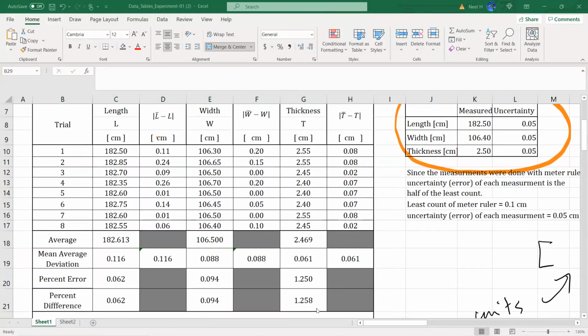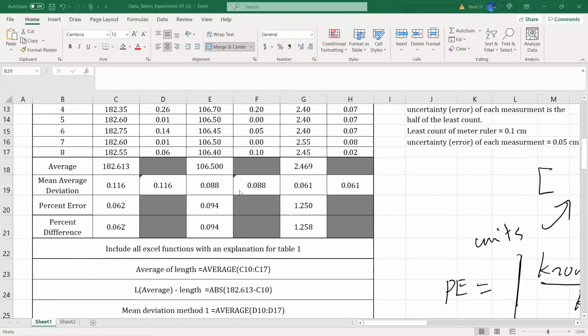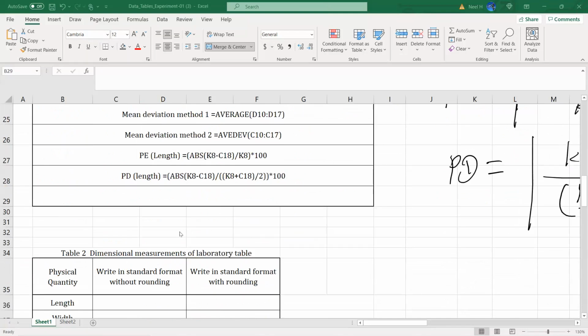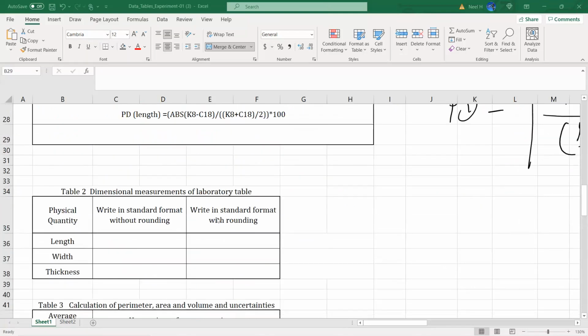Okay, so let's move into the next table, table number 2. In that table, we're going to summarize the result. Earlier I mentioned that when we were doing the calculation, we did not round everything properly. We keep one extra significant figure, one extra decimal place. So we'll round this right here and write it down in standard format.